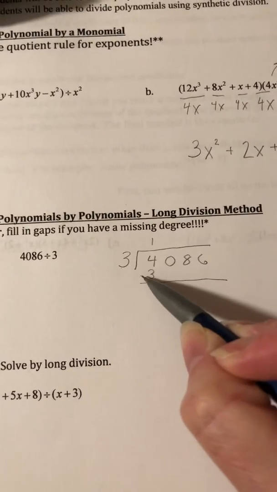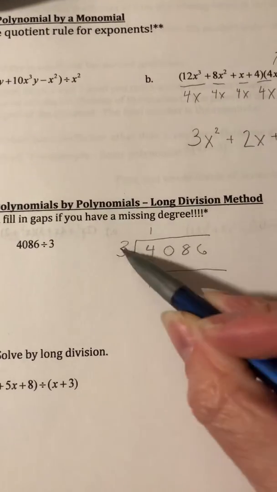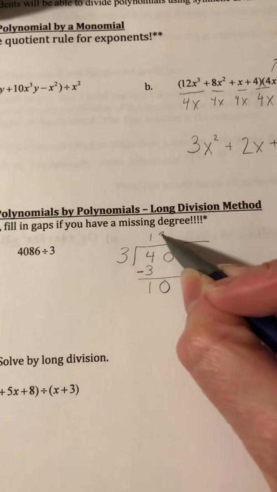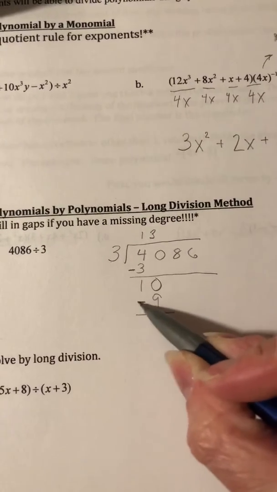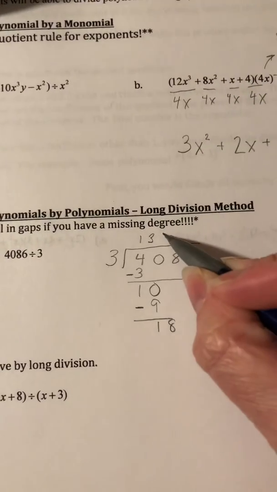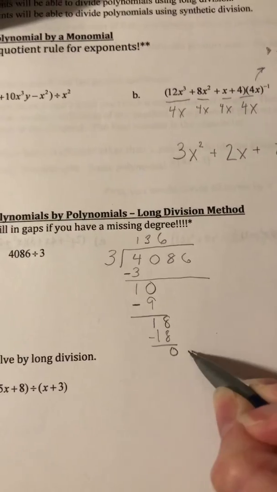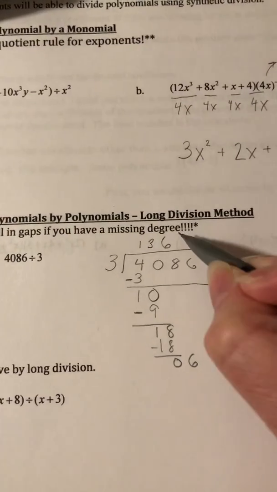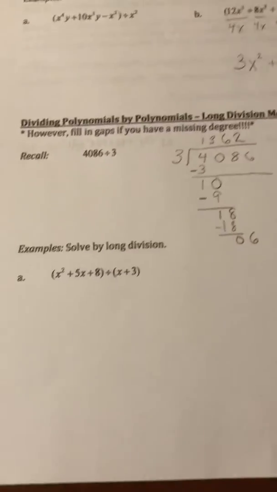You multiply, and then you take the opposite. So we get 1, 0. How many times does 3 go into 10? 3 times. Again, you multiply, then you take the opposite. How many times does 3 go into 18? 6. Bring down the 6. How many times does 3 go into 6? 2. So it's 1,362. So we're going to think about that same thing as we do our next problem.